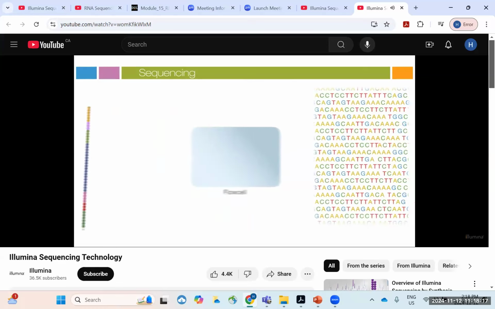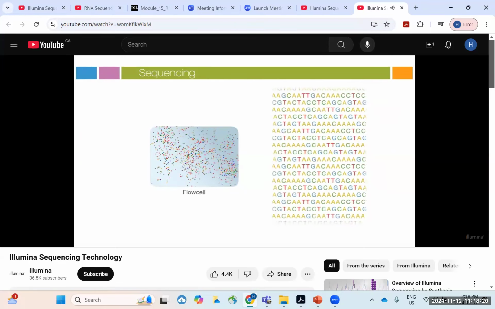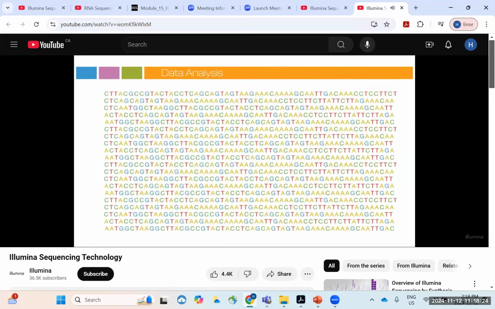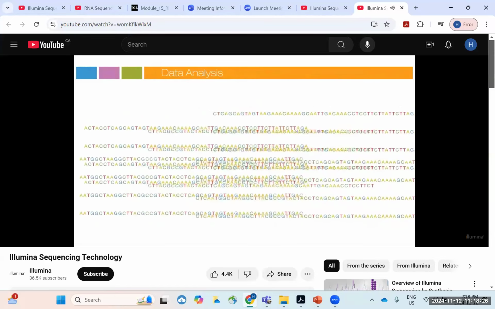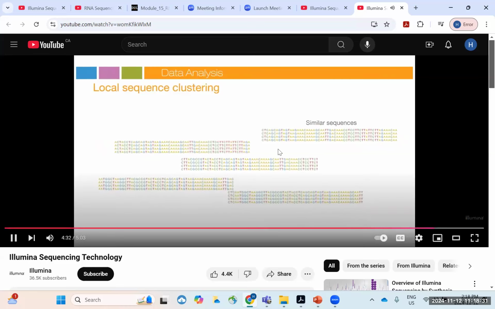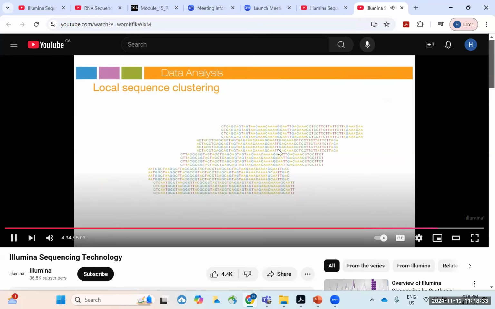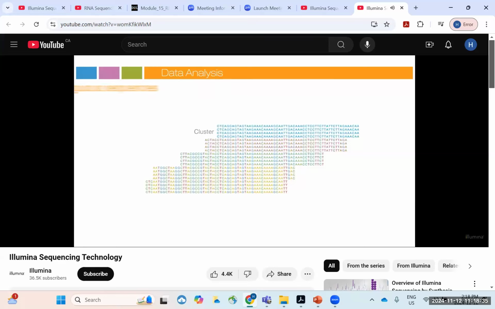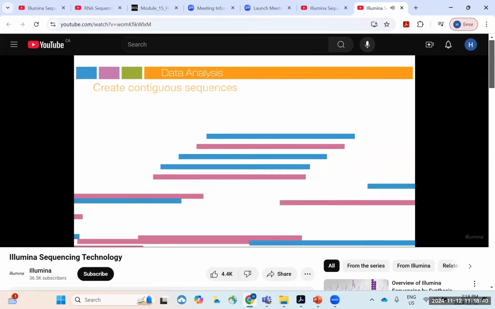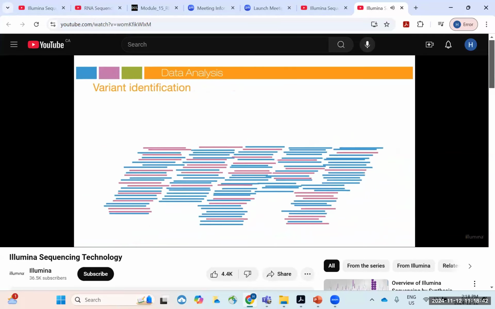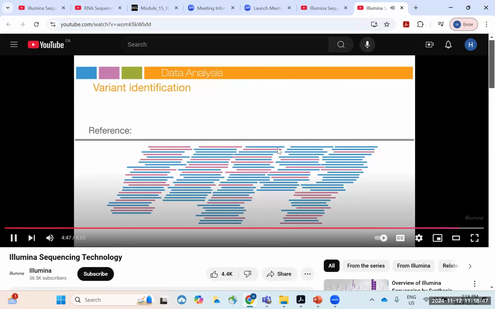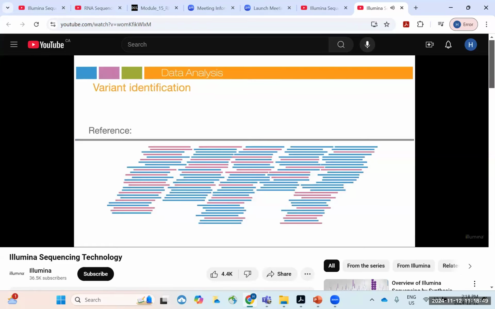This entire process generates billions of reads, representing all the fragments. Sequences from pooled sample libraries are separated based on the unique indices introduced during the sample preparation. For each sample, reads with similar stretches of base calls are locally clustered. Forward and reverse reads are paired, creating contiguous sequences. These contiguous sequences are aligned back to the reference genome for variant identification. The paired end information is used to resolve ambiguous alignments.